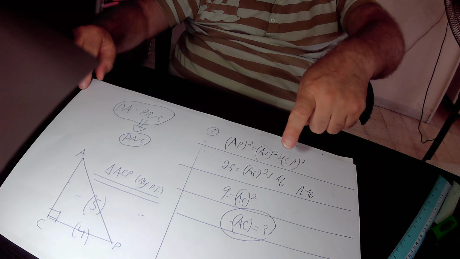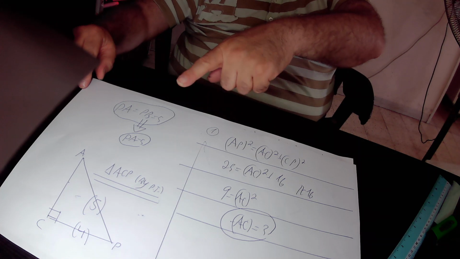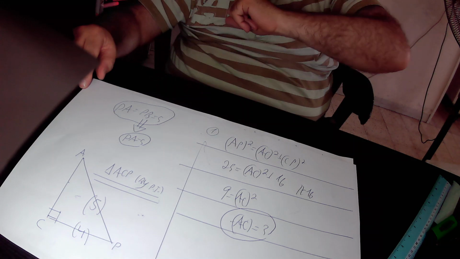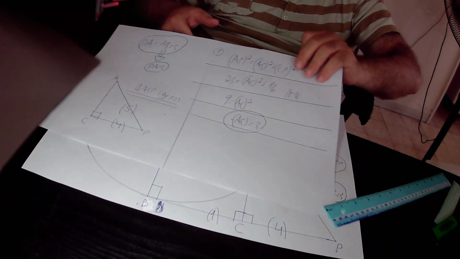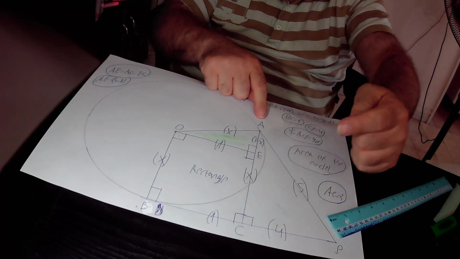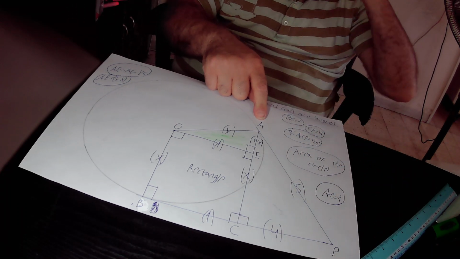Here we took the square root of this equation and found out that the length of the missing side AC is the square root of 9, that is 3. So AC equals 3 units in its length. So here, this is the line segment AC, which equals 3 units in its length.